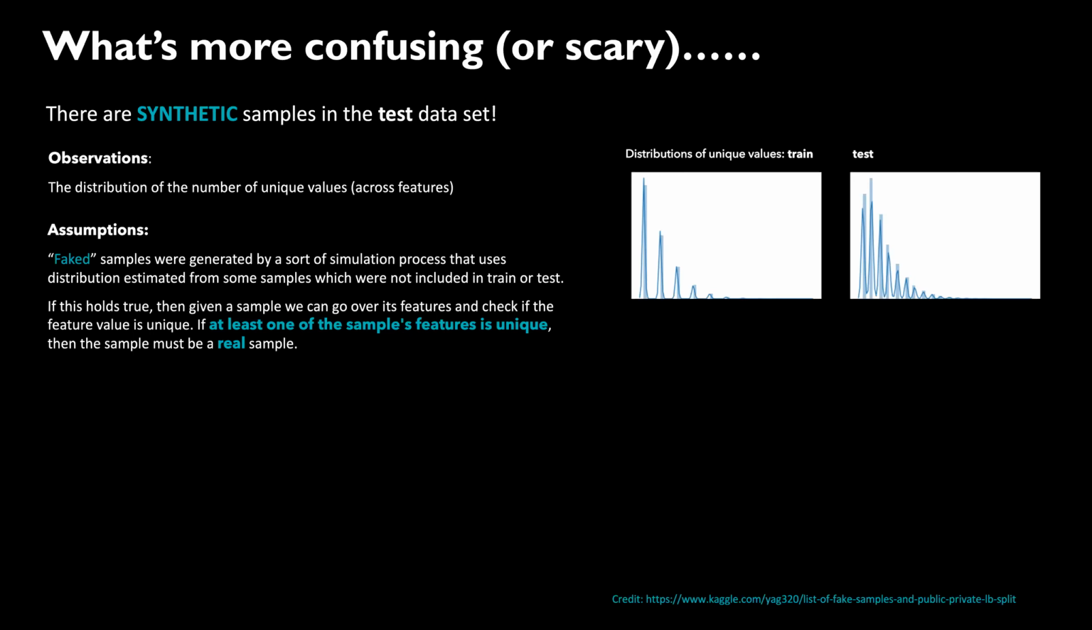So that's the hypothesis. There are some samples in the test data whose results are from a simulation process, which is from estimation from some samples, but the samples used to calculate the estimation were not included in our training and test data set. That's the assumption. So I'll just pause for a little while.